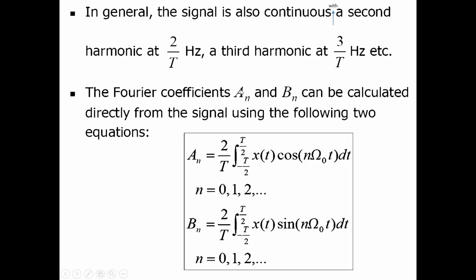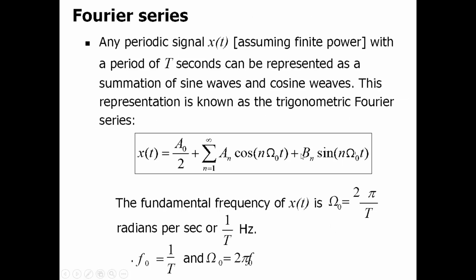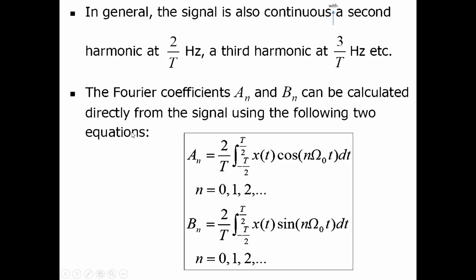The Fourier coefficients a_n and b_n can be calculated directly from the signal once a signal is given, using the following two equations. This is the equation for a_n: it can be calculated as 2 by T times the integral from minus capital T by 2 to capital T by 2 of x(t) cos of n omega naught t dt, where n varies from 0, 1, 2 and so on. b_n is with the sine, the multiplication of the signal with a sine wave. The integral limits are from minus capital T by 2 to capital T by 2, and the scaling factor is 2 by T. n varies from 0 onwards.